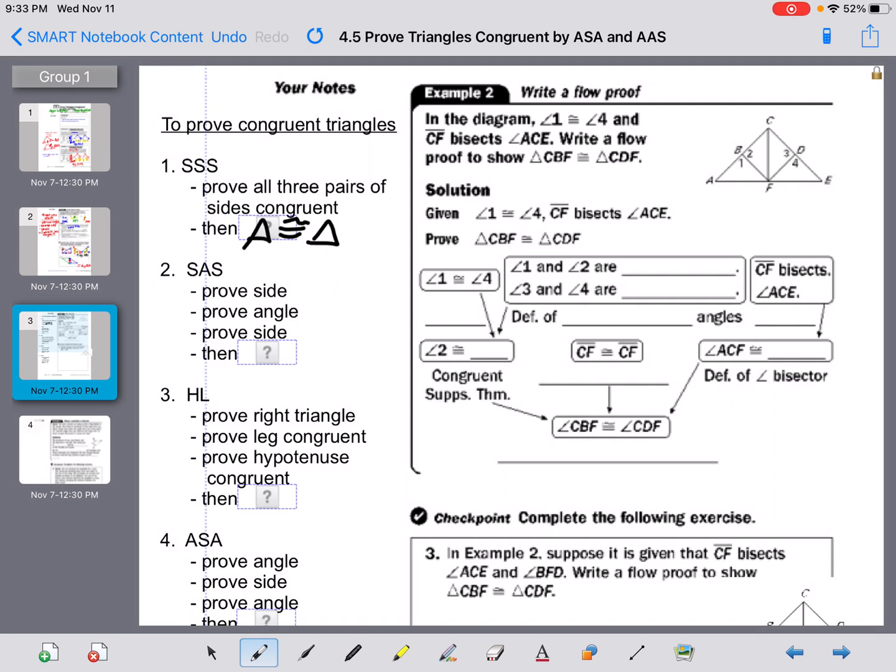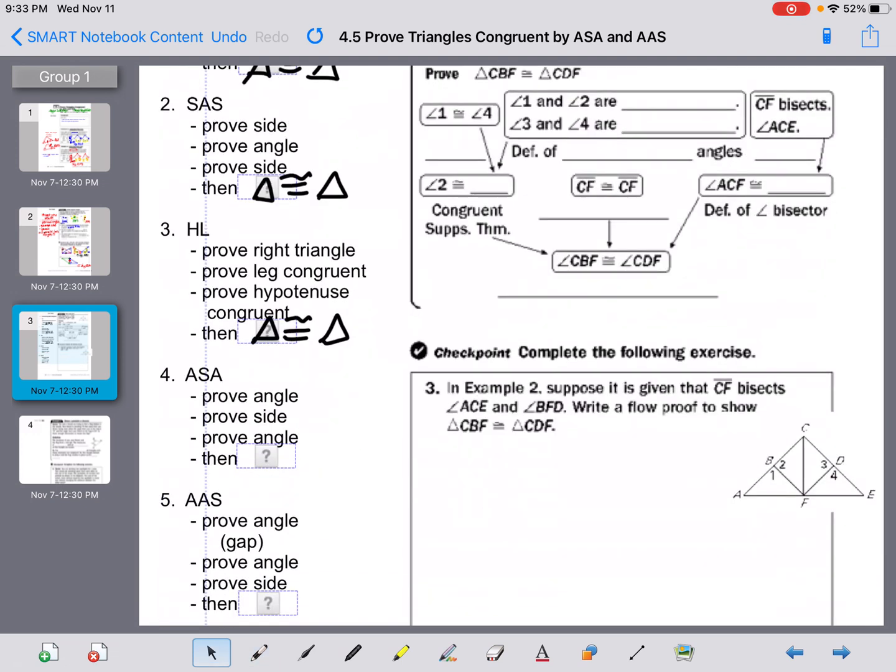For side, angle, side, this is kind of my recipe box. I need to prove a side, an angle, and a side, and then my triangles are congruent. Remember, the order you do it in doesn't matter as long as it's done. For HL, don't forget, we have to prove that right triangle, prove one leg congruent, prove one hypotenuse congruent, and then my triangle is congruent, right? For angle, side, angle, we prove an angle, a side, and an angle, and that's how it's marked in the picture, remember. Doesn't have to be that way in the proof, and then my triangle is congruent to a triangle.